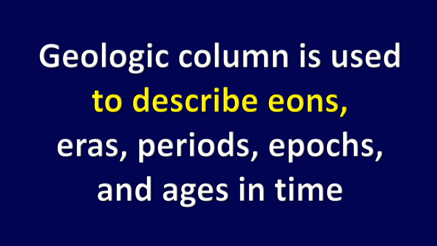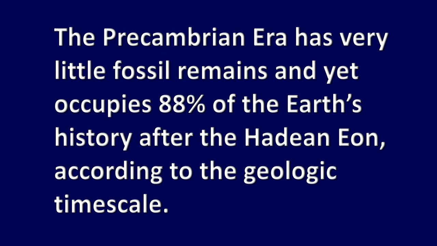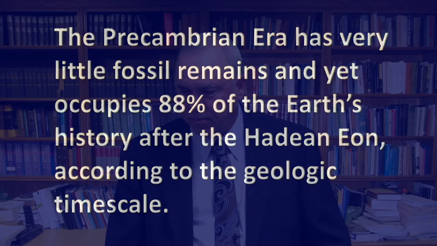The geologic column then is used to describe, again, eons, which again are the Hadean and the Phanerozoic, then eras, then periods, then epochs, and then ages. The Precambrian era, which is where fossils began, is where most of the time of the Phanerozoic era occurs. It's 88% of the Earth's history, according to the geologic column at least. And there's almost no animals in that. And that's 88% of the Phanerozoic eon. And so it represents 88% of the Earth's history after the Hadean eon, according to the geologic timescale.